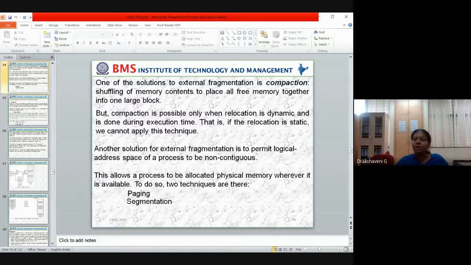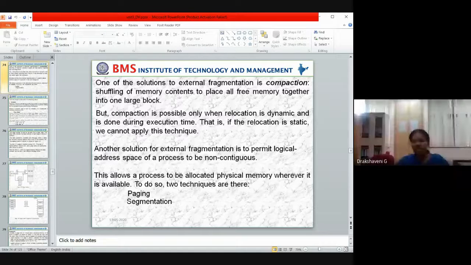So here we have 2 types of execution. One is static and another one is dynamic. Static means what? Array. It will be fixed. You say that this much memory I require for my array to store my data. So that's fixed. Dynamic, at the time of execution you will give it. So calloc and malloc will be doing that. That is, if the relocation is static, we cannot apply this technique.